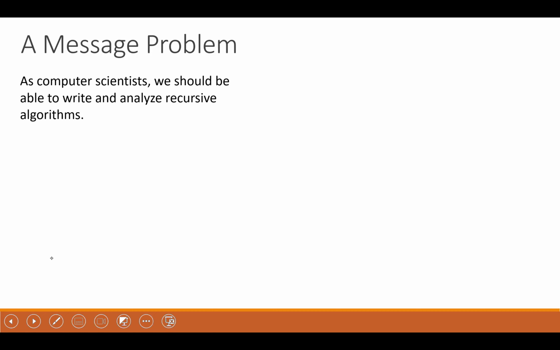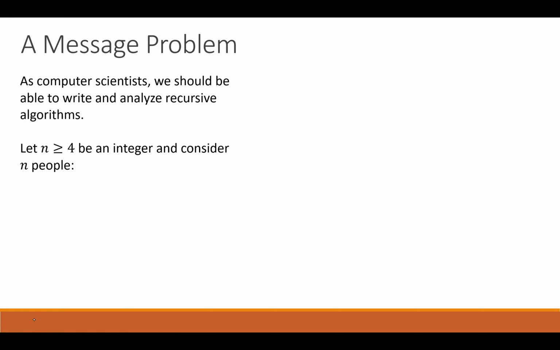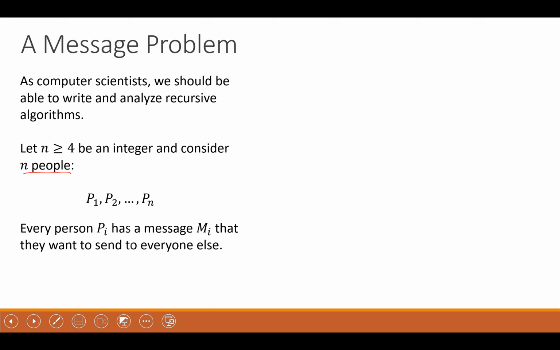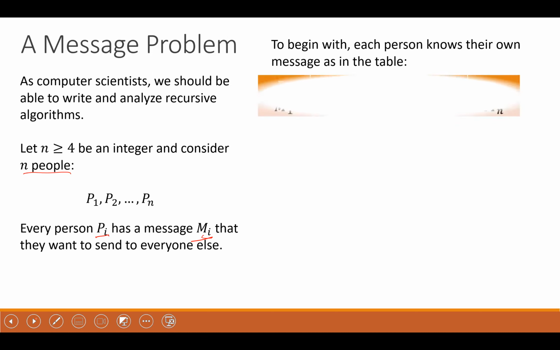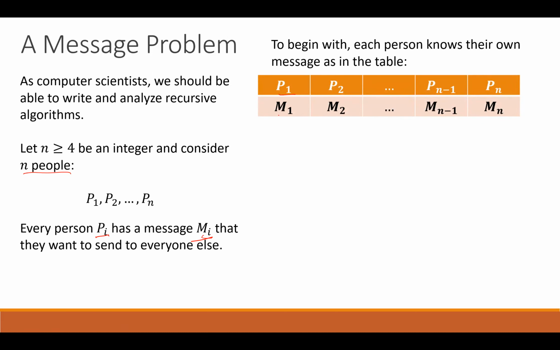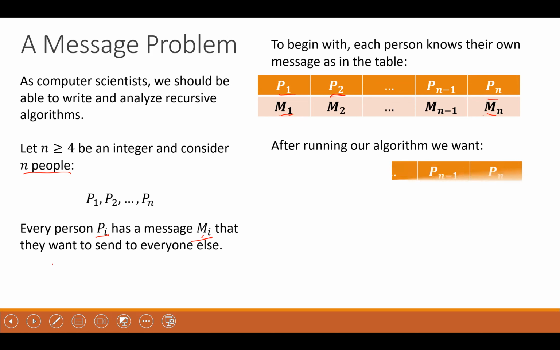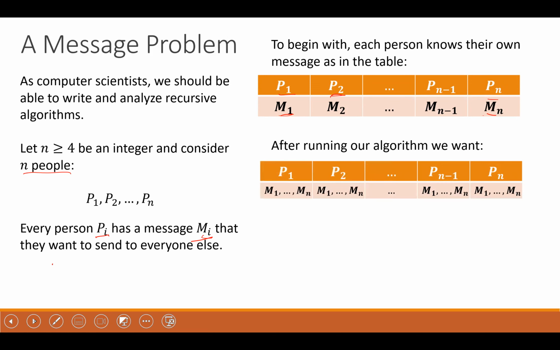So we're going to write and then analyze a recursive algorithm to solve a particular problem. This particular problem is: we have at least 4 people, and each person has a message. So each person Pi has a message Mi, and they want to transmit that message to everyone else in the network. At the beginning, everybody knows their own message. So P1 knows message 1, P2 knows message 2, all the way to Pn.